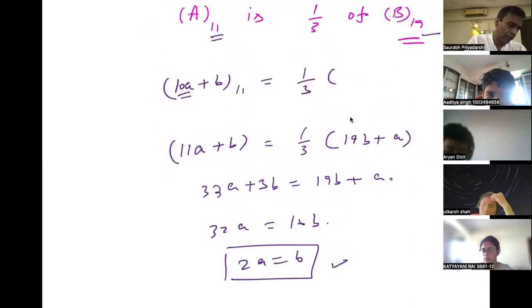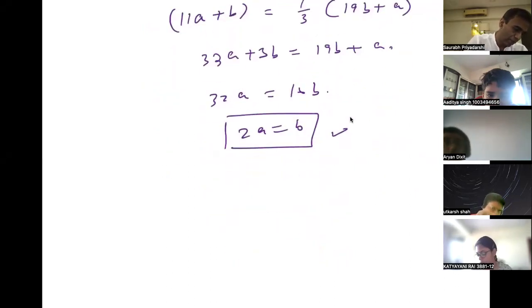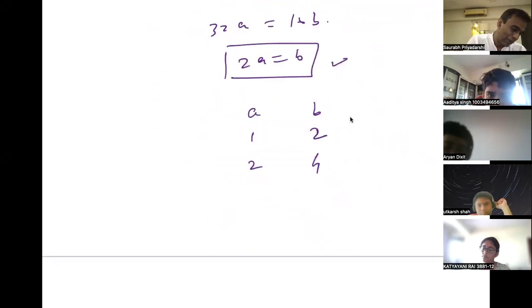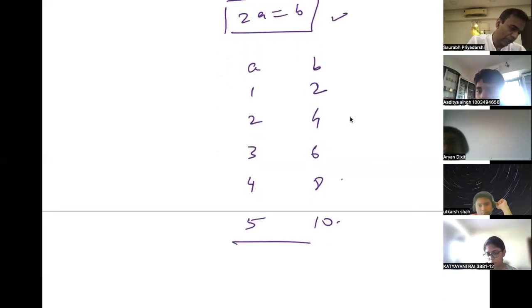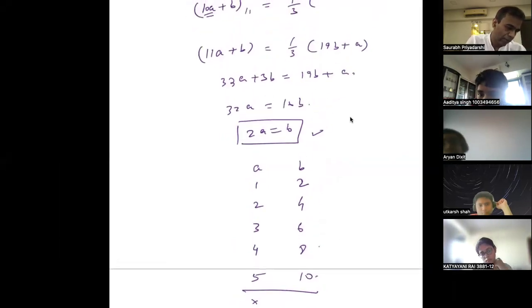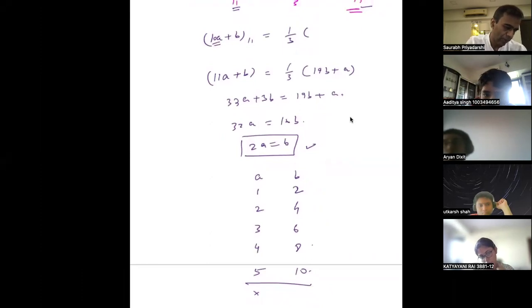So how many options are possible? A and B: 1, 2; 2, 4; 3, 6; 4, 8; 5, 10. That's it. Then 6, 12 we will not write. Why am I not writing it? Because then it will be more than the base, more than base 11.